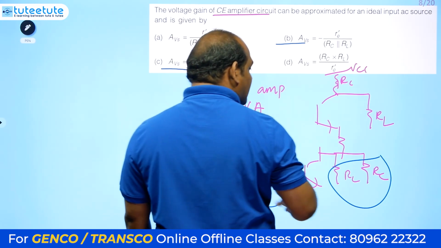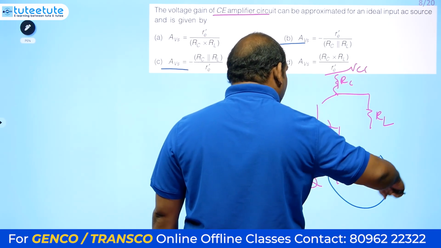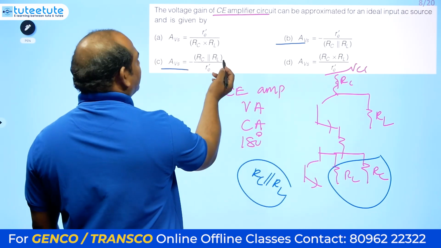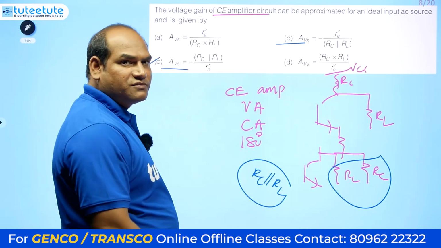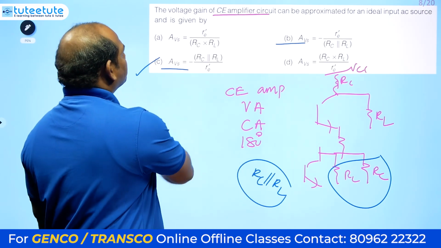But as I said, the output we are taking across RC parallel with RL, so that should be in the numerator. So option C is the correct option. Okay, easily we can identify that one.